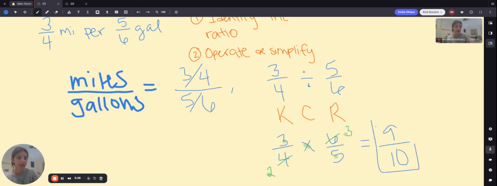We have a simplified answer of 9/10. So we have 9/10 mile per 1 gallon.